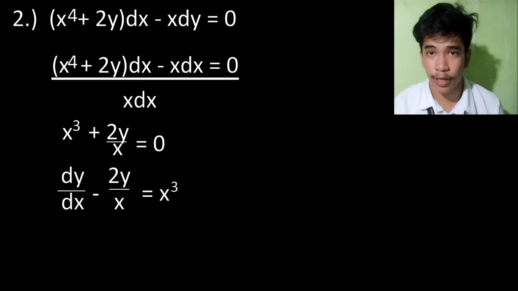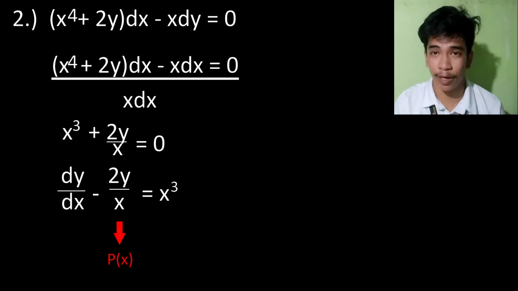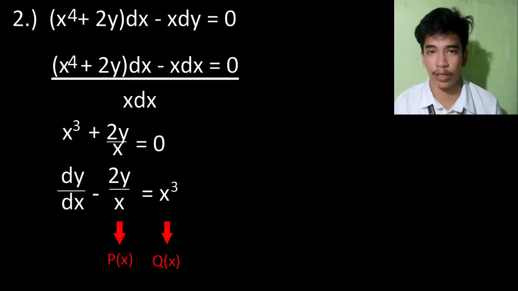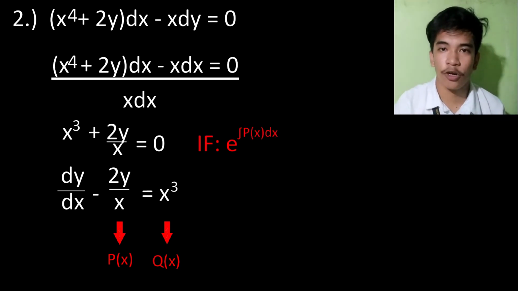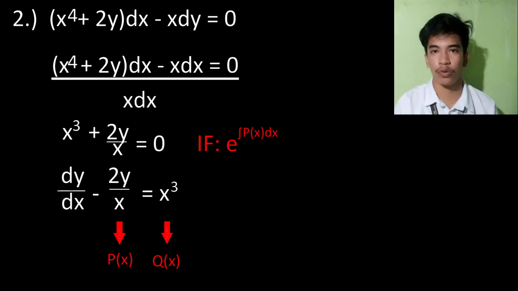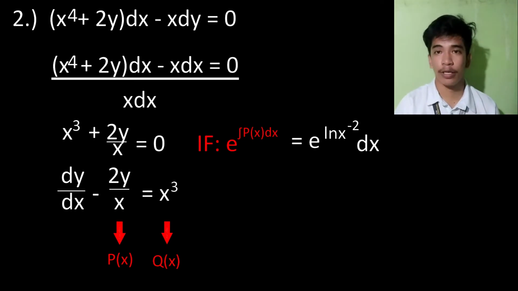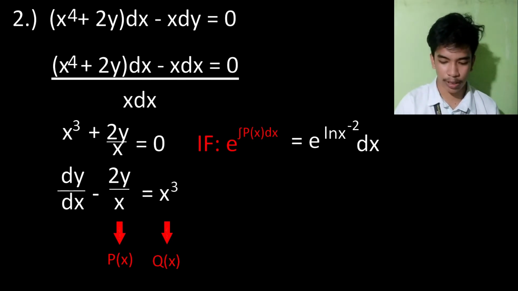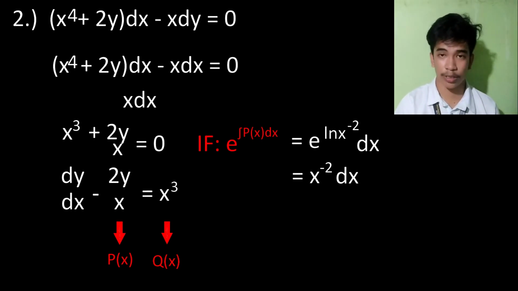And then, identify yung p of x at q of x. Ang p of x natin is yung negative 2 over x. Yun yung value ng y. And then, ang q of x naman natin is yung x cube. And then, getting the integrating factor, which is e raised to the integral of p of x. Ano yung p of x natin? Negative 2 over x. And what is the integral of negative 2 over x? May gano'n siyang e raised to the ln of x raised to the negative 2 dx. And then, e raised to ln makakancel out na lang siya. Matitira na lang x raised to the negative 2. Yun ang integrating factor natin, x raised to the negative 2.